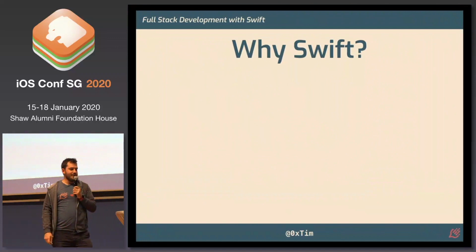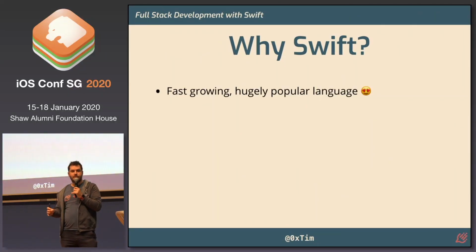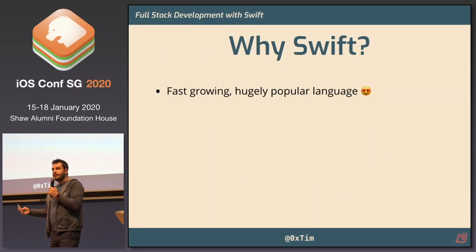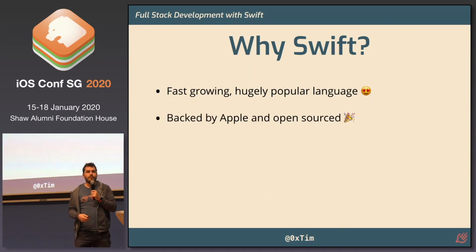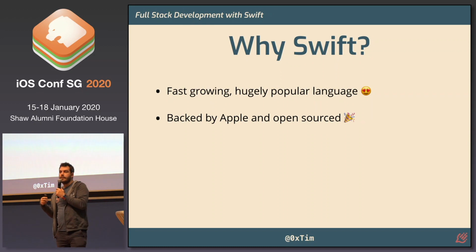So why do all roads lead to Swift? Well, Swift is a fast-growing language. It's hugely popular. We all love it. We've all heard today and yesterday how good it is. It's backed by Apple, so there is some kind of knowledge, or at least confidence, that it's not just going to get discarded, like it would be if it was, say, owned by Google.